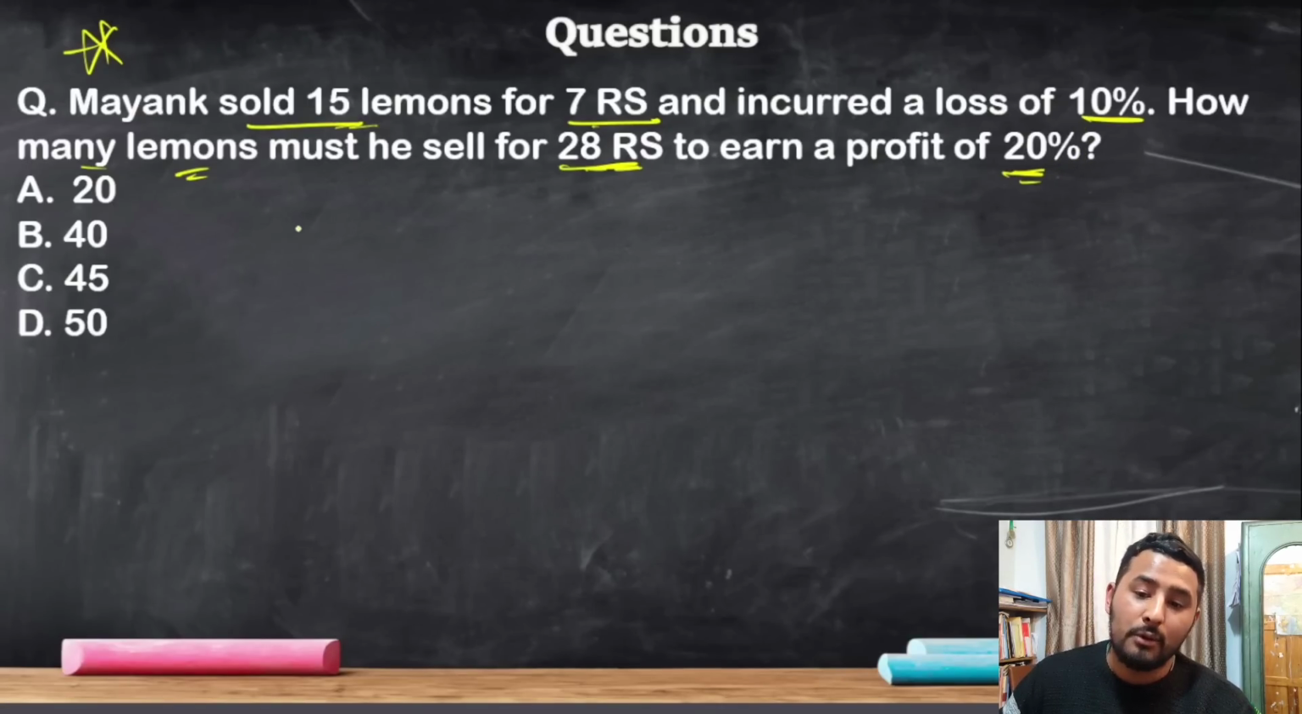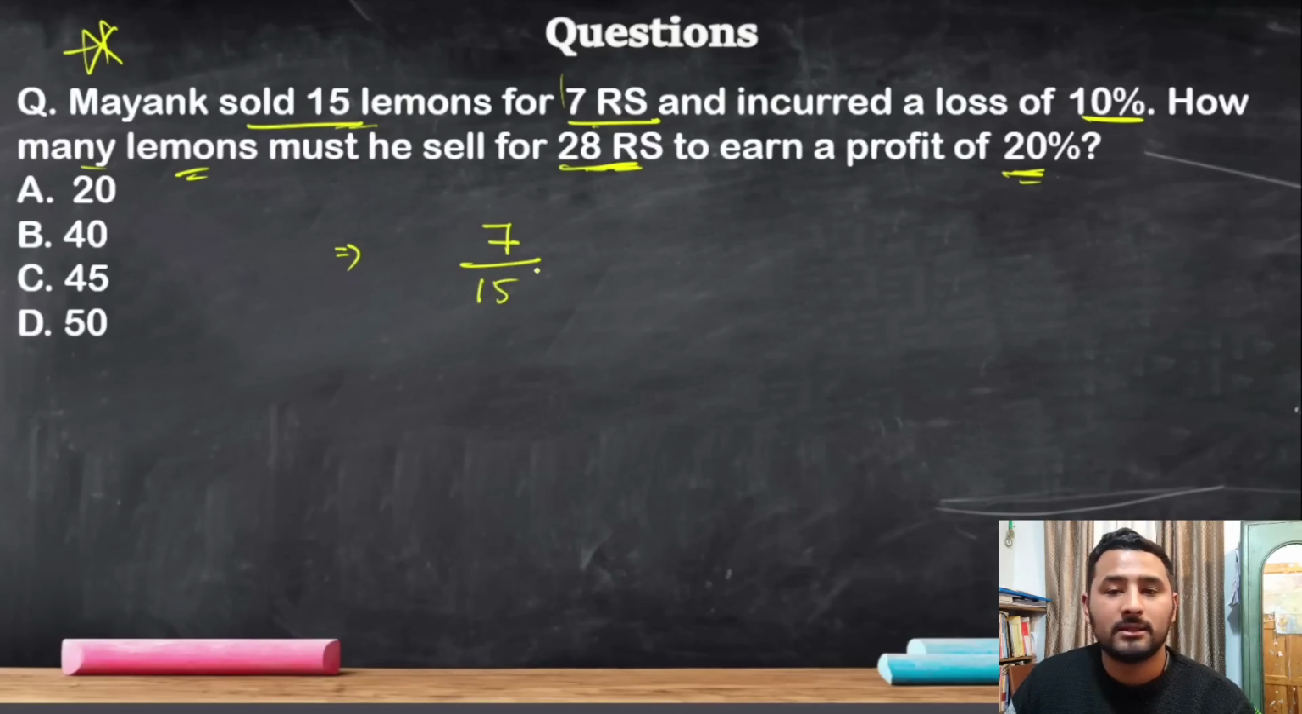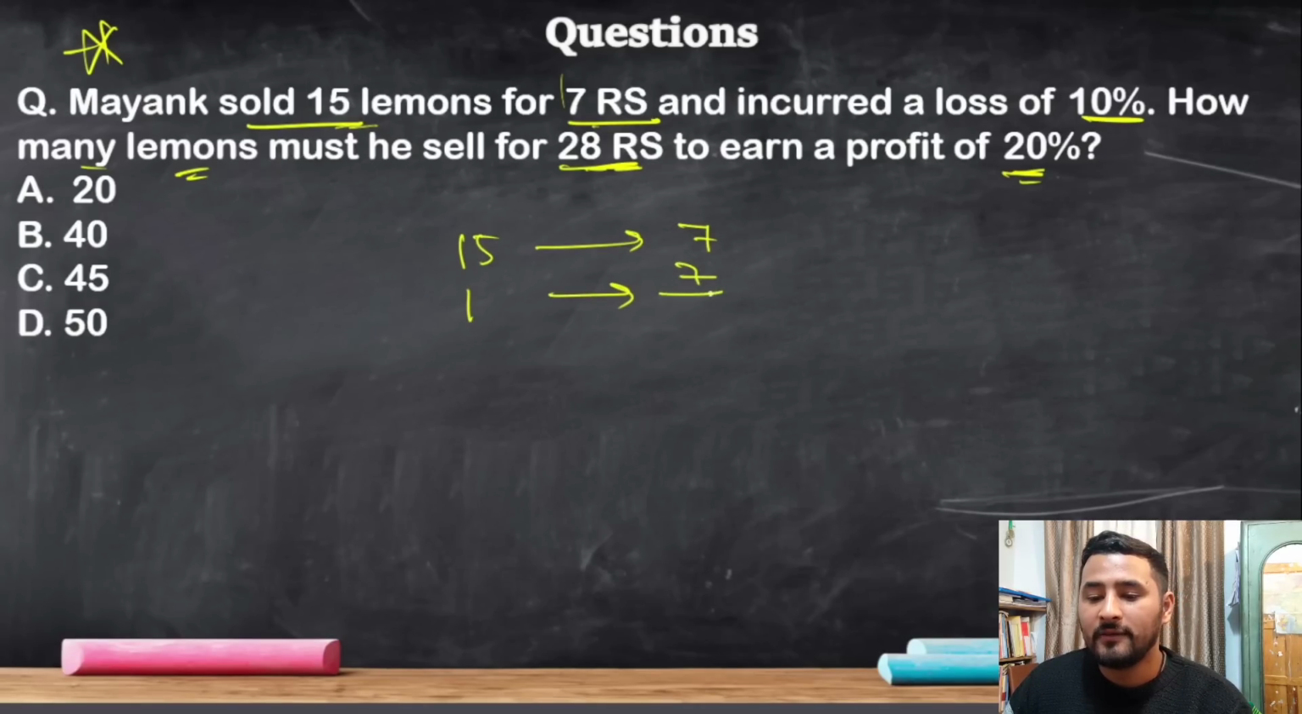Okay, so now let us see how you do. Whenever you see this type of question, always keep rupees in the numerator and items in the denominator. Say 7 rupees buy 15 lemons. Clear? Or if you are not understanding this one, let us do it like this: 15 lemons are sold for 7 rupees. So 1 lemon will be sold for how much? 7 by 15. See, rupees is above, in the numerator.